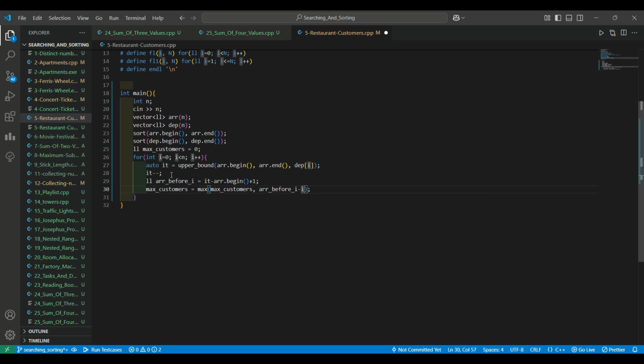Why are we subtracting I from it? Because these I customers have already departed. These are the customers who have arrived before this ith customer, but some of the customers have already left, which we will subtract from them. Then at last we would print our max customers.